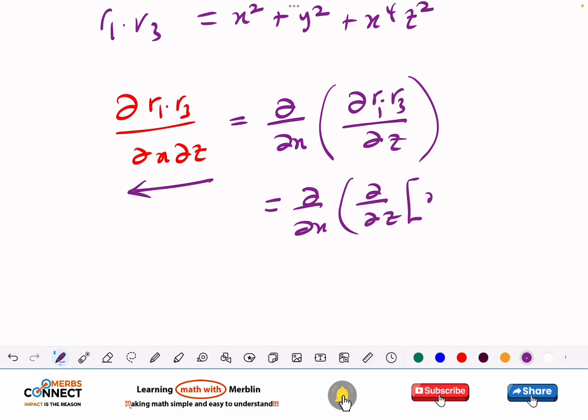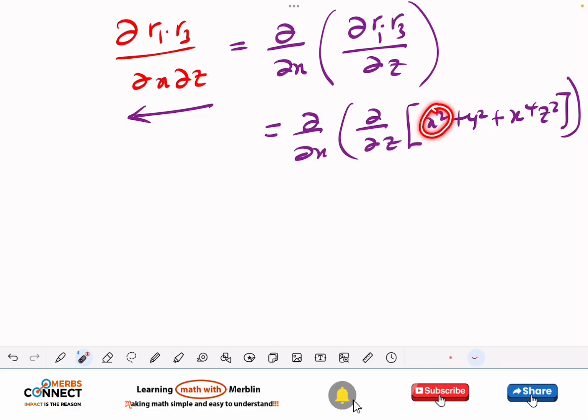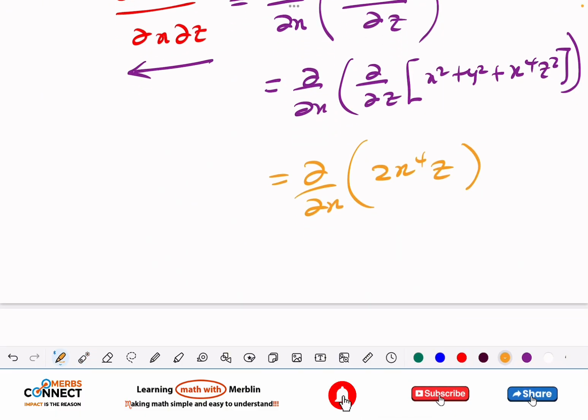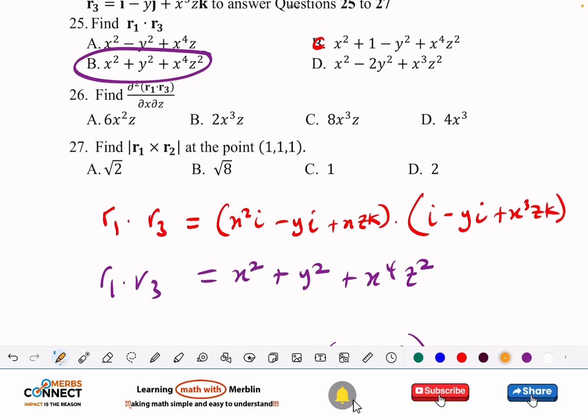and then we are going to have x squared plus y squared plus x to the power 4 z squared. This is going to delete everything. There is no x, there is no z, so this goes to 0, this one also goes to 0. So we are going to have partial of x is going to be 2x to the power 4 z. Now this one goes to 0, and we just differentiate z squared, and we are getting this. Now we differentiate this with respect to x, and we are going to have 8x to the power 3 z, which is also here.